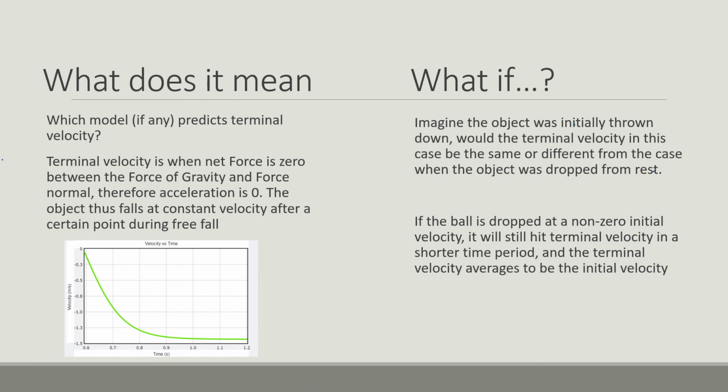And then for the what-if question, where you imagine the object was initially thrown down versus a 0 initial velocity, the system would still achieve a terminal velocity in a shorter amount of time that would equal around the initial velocity versus a system where the initial velocity was at 0. And I found this model by just changing some of the features in the GlowScript code to see what the predicted model would reflect.